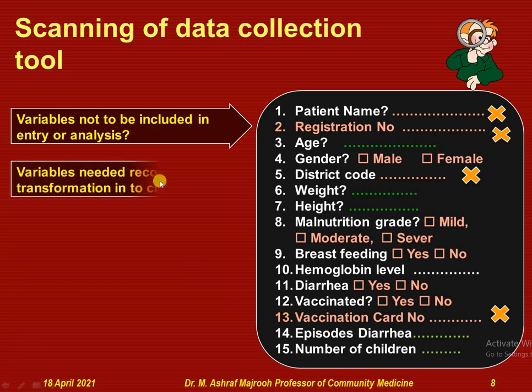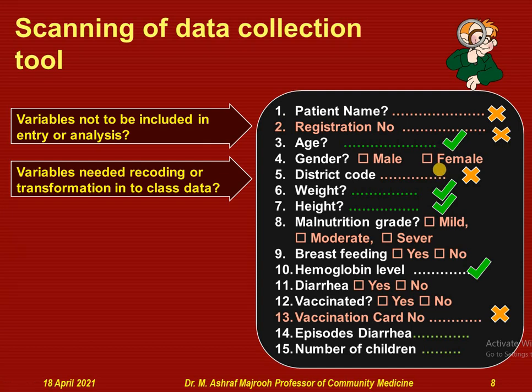The next query is which variables need recoding or transformation into class data. If we look at these variables, age, weight, height, and hemoglobin level are the variables which can be recoded into class data or categorical data.